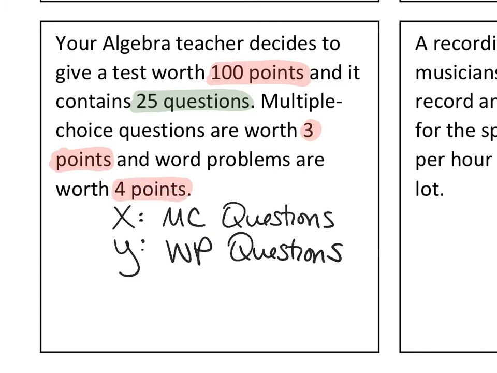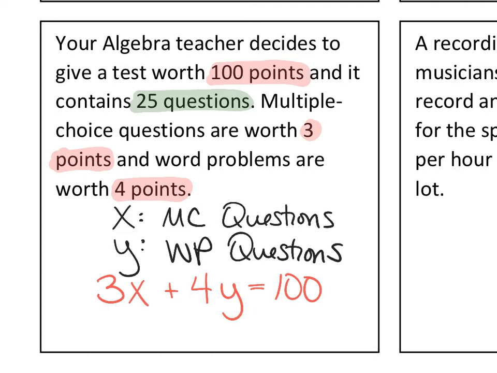What do you notice about the words that I highlighted in red? They're all points. That's my items that need to go together. So if we write that in an equation together, 3 points for every multiple choice question, which is X, plus 4 points for every word problem, which is Y, equals 100. I've put all of the items together that are called points: 3x plus 4y equals 100.